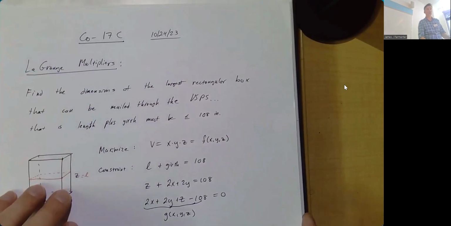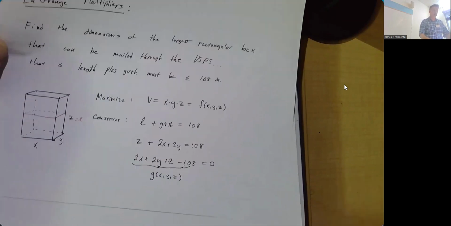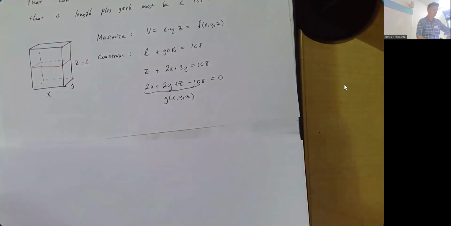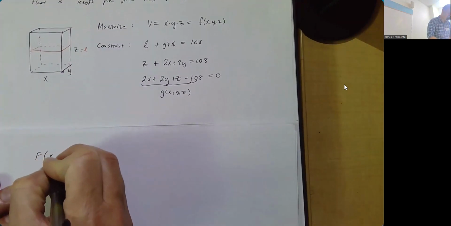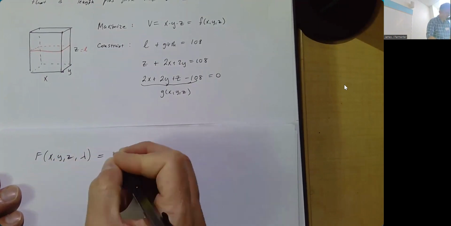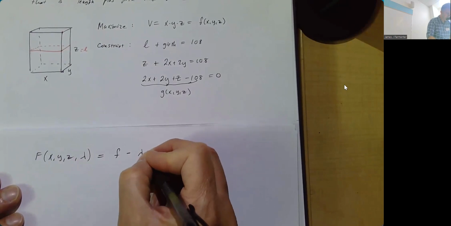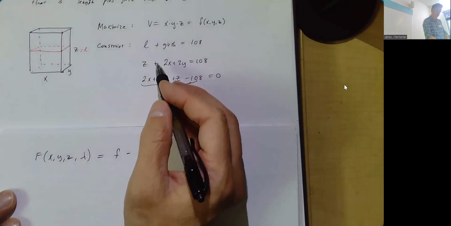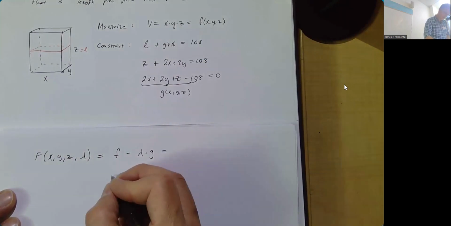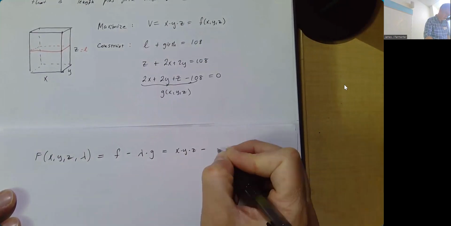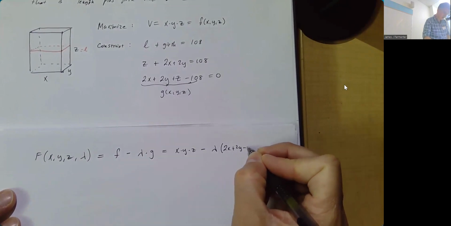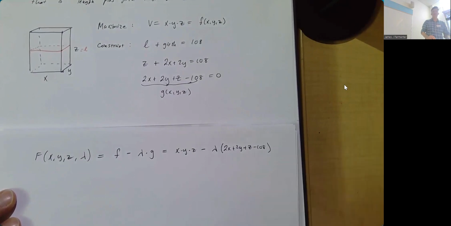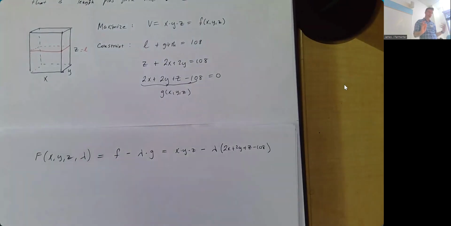And then we use the Lagrange multipliers method. There's a couple ways to do this. The way I think you've been seeing in class is by setting capital F of X, Y, Z, lambda equal to little f minus lambda times g, which in this case, little f is just our XYZ, and lambda times g is going to be the 2X plus 2Y plus Z minus 108. After we do this, I will mention another way of seeing it, because a couple people have mentioned it to me, but this is a perfectly fine way of doing it.